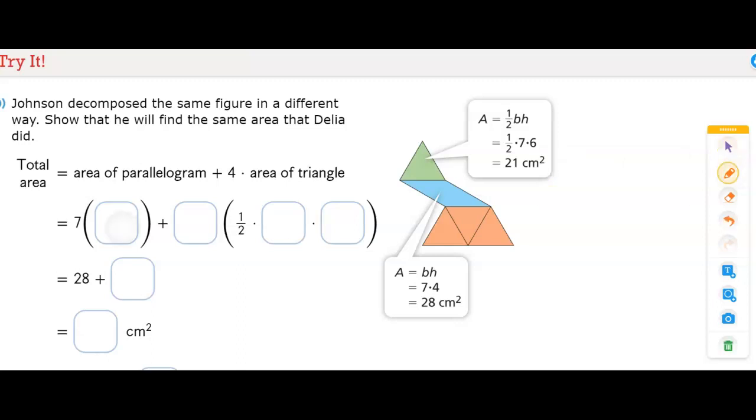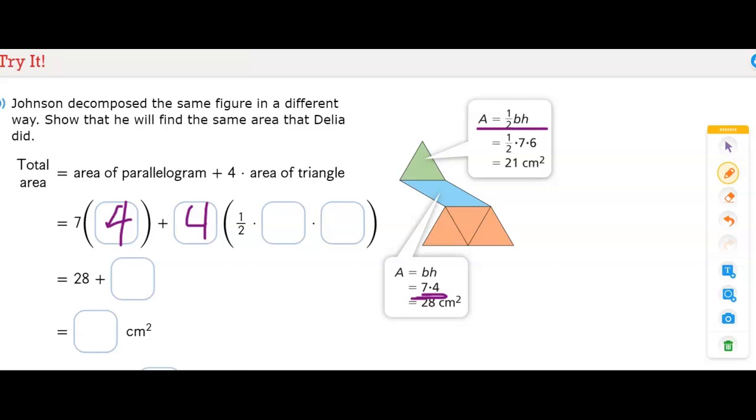So now we have 7 times, I'm sorry, 4. Looking at the wrong numbers. 7 times 4. And then we have 4 here because there's 4 triangles. And the formula for a triangle is 1/2 times base times height.